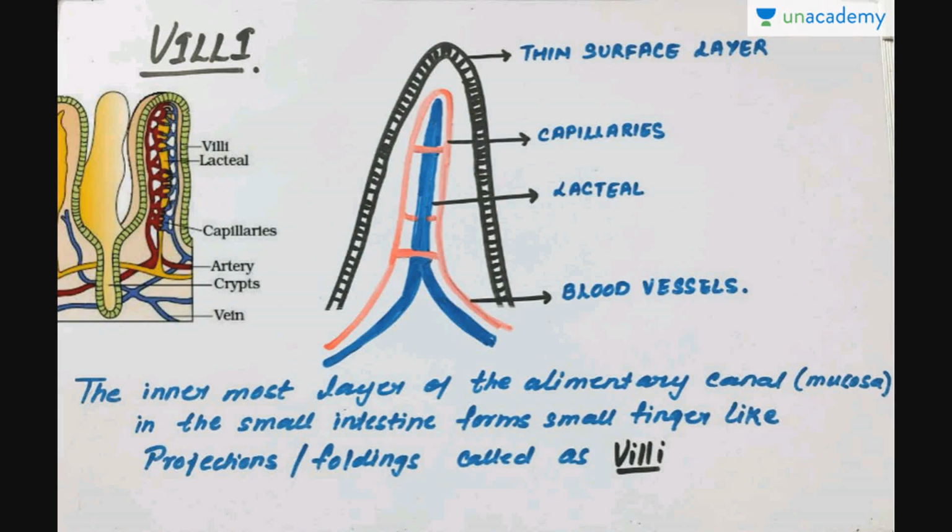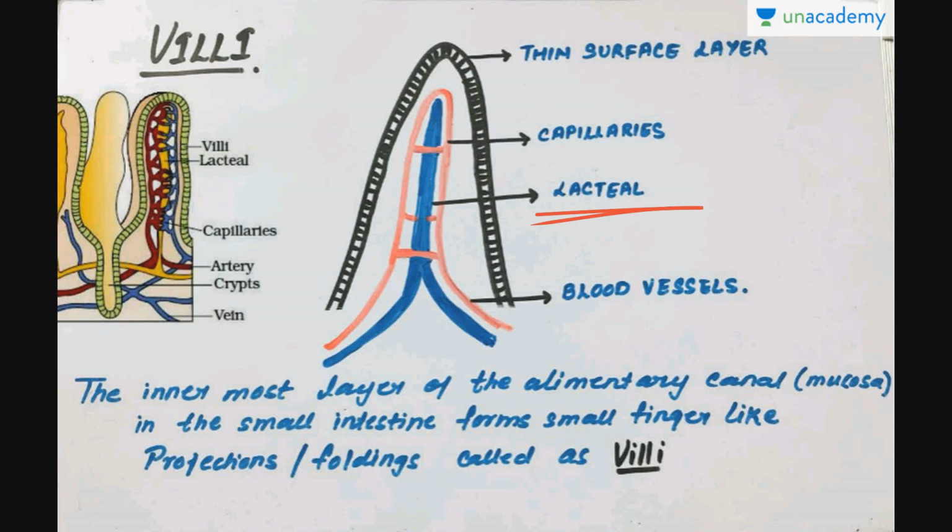Now let us learn something about villi. The cell lining in the villi produces numerous microscopic projections, which are known as microvilli, giving it a brush border appearance. Villi are supplied with a network of capillaries and a large lymph vessel, which is also called a lacteal.